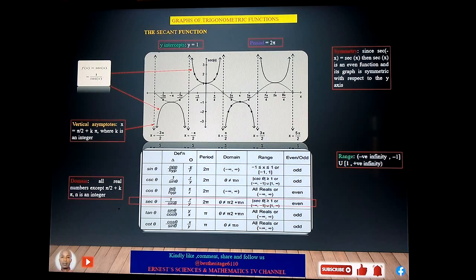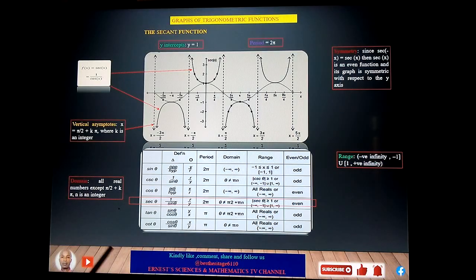Hi guys, in this video we're going to look at the graph of a trigonometric function that we call the secant function. This secant function can be defined as sec of x, whereby this sec of x represents the inverse of the cosine of x, given as 1 over the cosine of x, as we had talked about in our various representations of our trigonometric ratios.